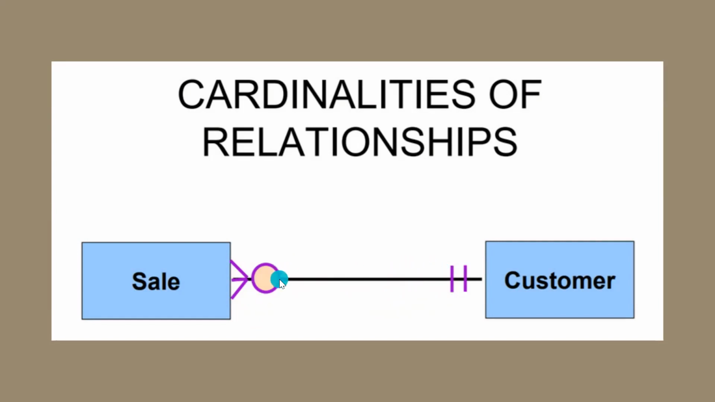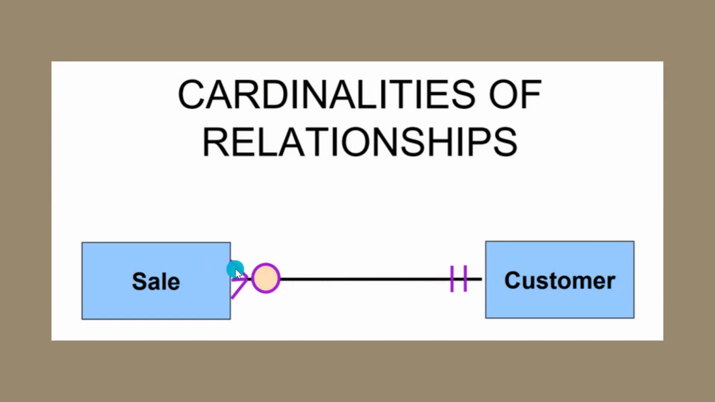The minimum cardinality symbol next to the customer over here is the symbol for one. It's a single stroke, right? Which means that for every occurrence of a sale, there must be a minimum of one customer involved. How about this one? The minimum cardinality symbol next to the sale here is the symbol for zero, which means that for every customer in the database, there must be a minimum of 0 sales. This minimum of 0 allows the company to add a customer to its database before any sales have been made to that customer.